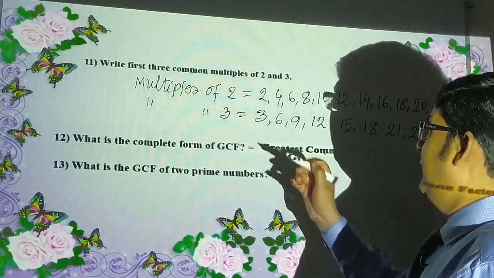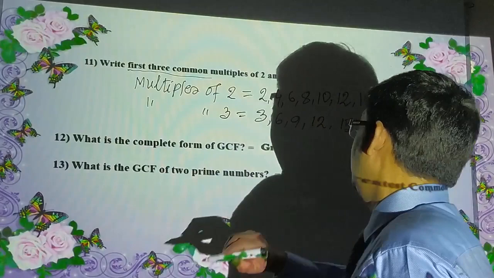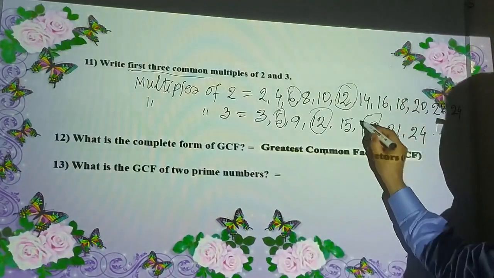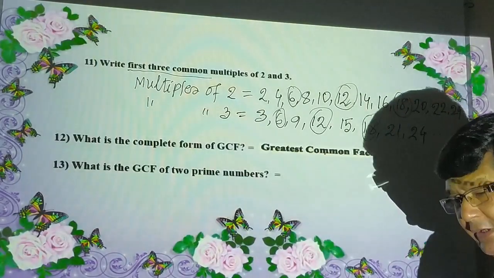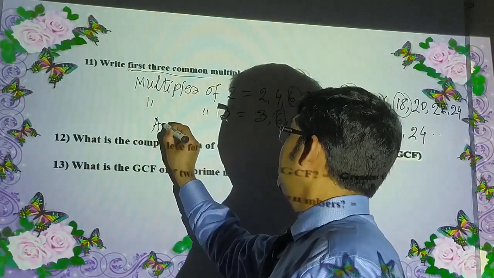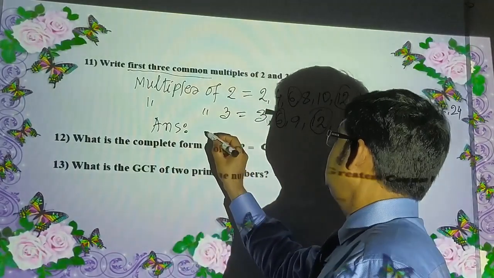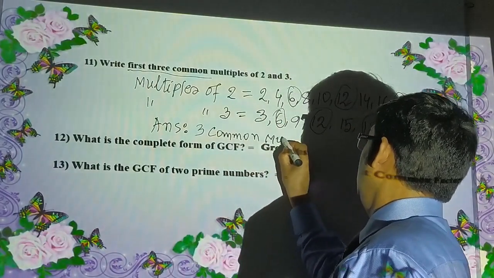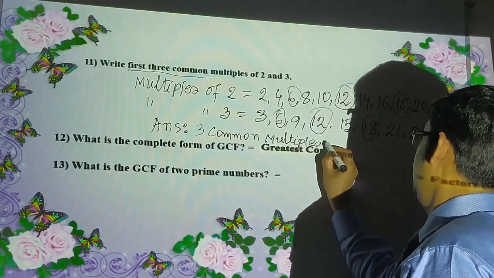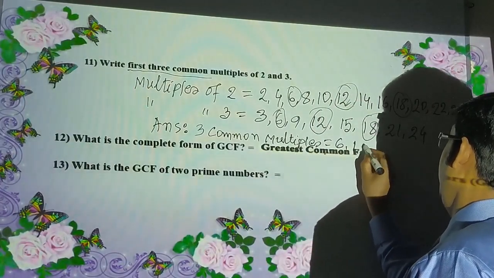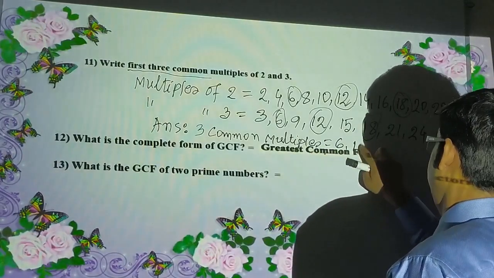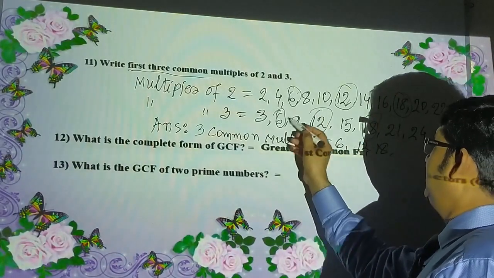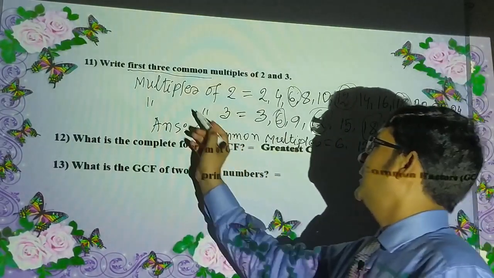Okay, my dear students. So here are the first three common multiples. First three means you see 6 is a common, okay, 12 is a common, okay, and 18 is a common, okay. So 24, no need to take because only 3 are given. So answer, three common multiples, 6, 12 and 18, done, because you only take 6, 12 and 18, that is enough because it asks for 3 common multiples.